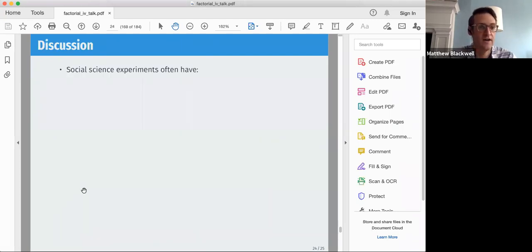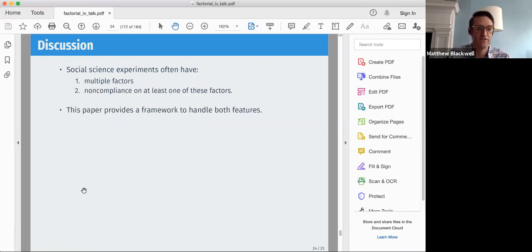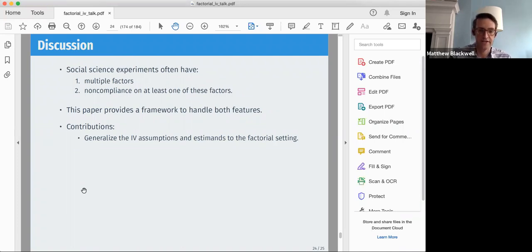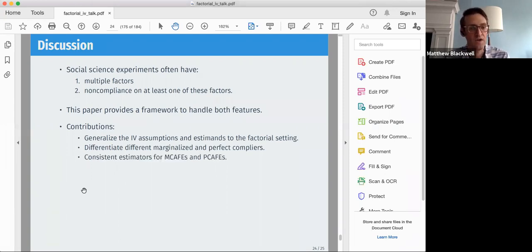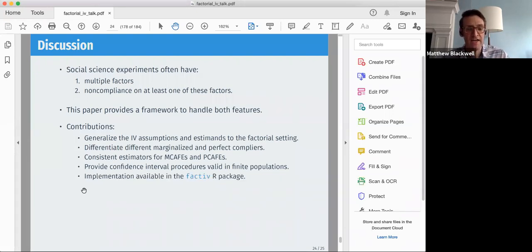Just to wrap up, a quick discussion: social science experiments often have both multiple factors and non-compliance on at least one of these factors. This paper is trying to provide a framework to handle both of these features together. The contributions: we're generalizing the IV assumptions and estimands to the factorial setting. We differentiate between marginal and perfect compliers, recognizing the complexity that compliance brings in this setting. We define consistent estimators for the M CAFEs and the P CAFEs, and provide confidence interval procedures that are valid in finite populations. We have an implementation of both superpopulation approaches and finite sample approaches in the R package, the Factorial IV R package.